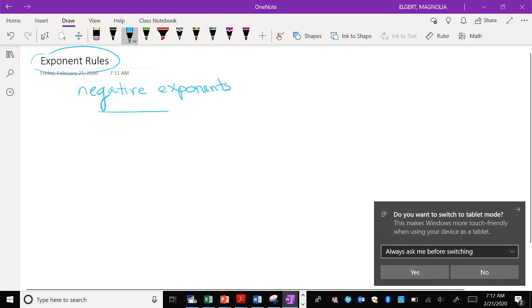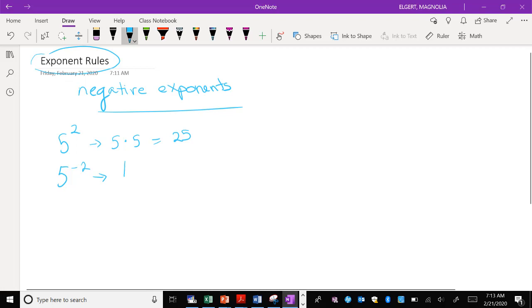So last week you looked at 5 squared, which is 5 to the second power, which is 5 times 5, which is 25. Today we're going to look at 5 to the negative second power. What that means is that squared means we are multiplying. So therefore, negative means we are dividing. So what happens is we make it 1 divided by 5 to the second power.